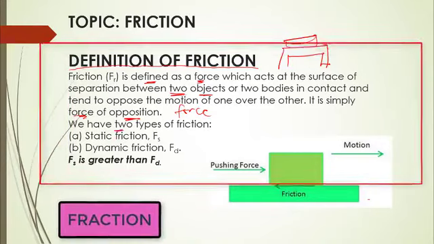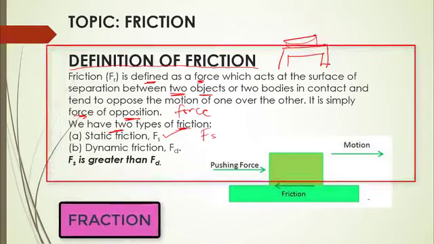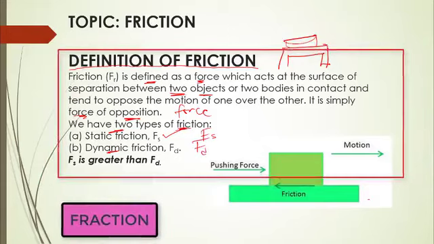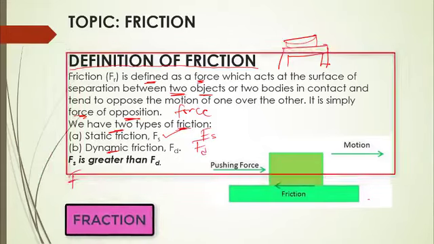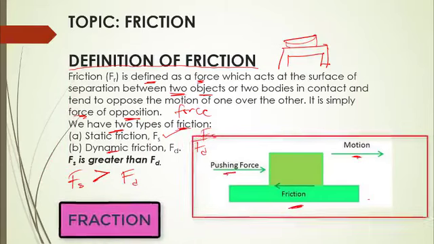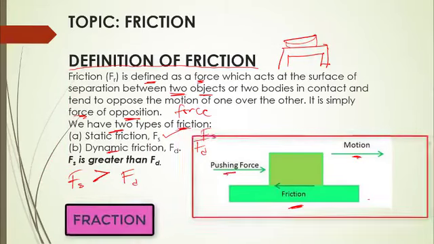We have two basic types of friction. The first one is static friction, given as Fs. The next one is dynamic friction, given as Fd. It's always important for you to know that static friction is greater than dynamic friction. As you can see from the graphical representation here, if there is a pushing force and there is a motion existing between two surfaces in contact with each other, there is bound to be friction existing at the point of contact between the two of them.